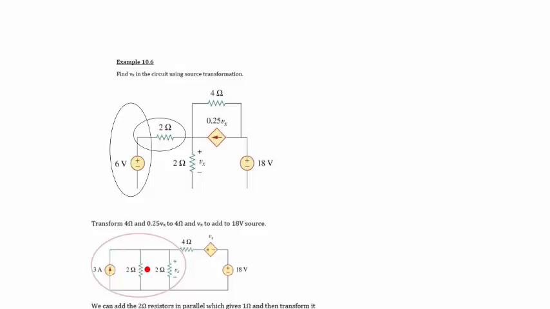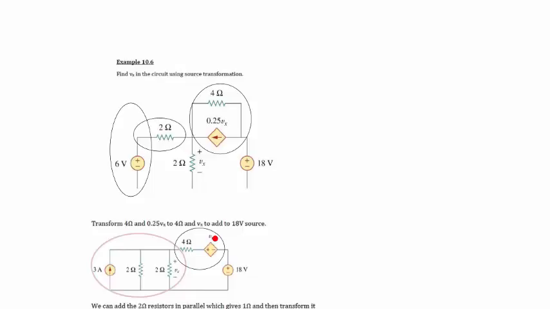Once you have these two, this is in parallel, this is still a current source, and it's in parallel with the resistor, so you can change that form as well. And that form comes down to something like this. So 4 times 0.25 Vx will give you Vx, because we are finding the voltage. And that is what you get.